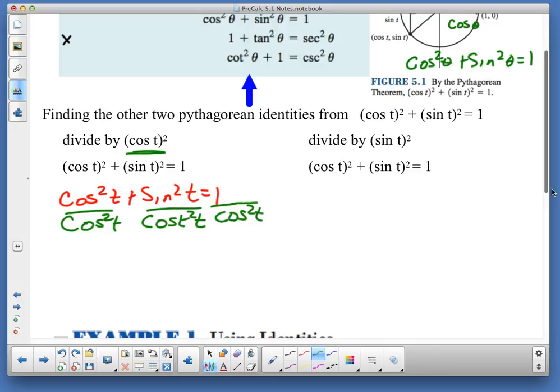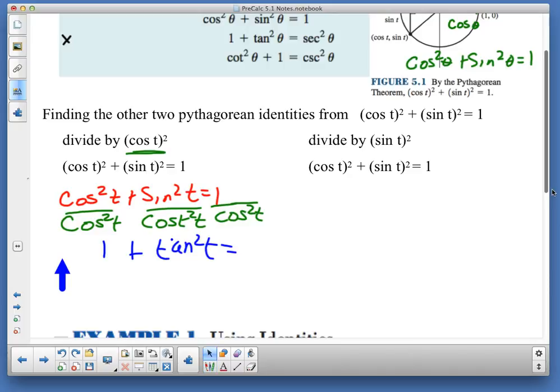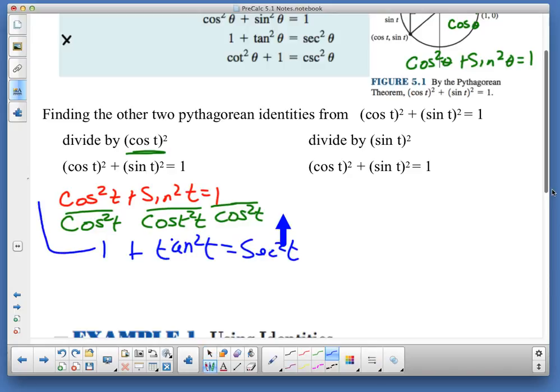Now keep in mind, when I divide cosine squared t by cosine squared t, that's 1. That's kind of cool. And then I have sine squared t divided by cosine squared t. We found out on the previous page that's tangent squared t. And that's going to equal secant squared, because that's what 1 over cosine squared is. So this equals secant squared t. Well, gosh, that's that one.